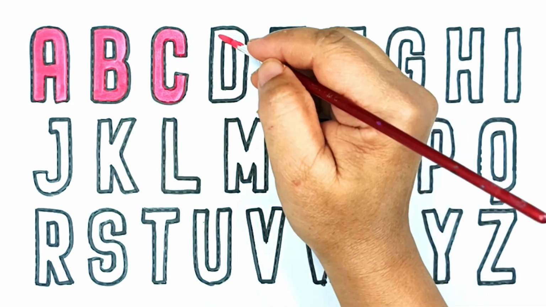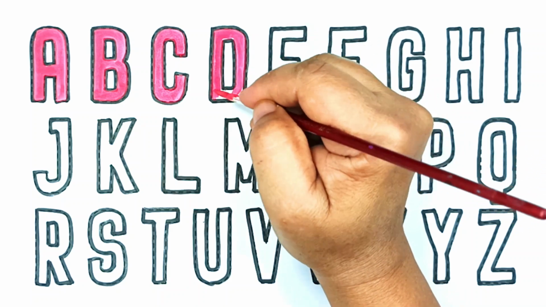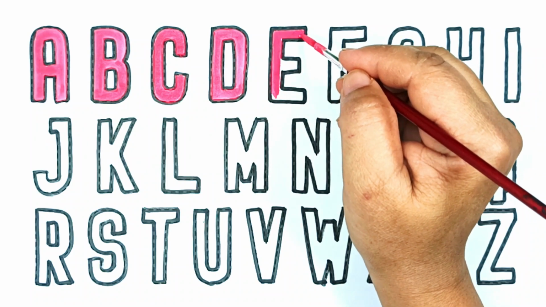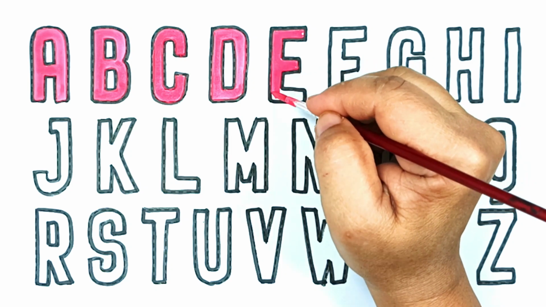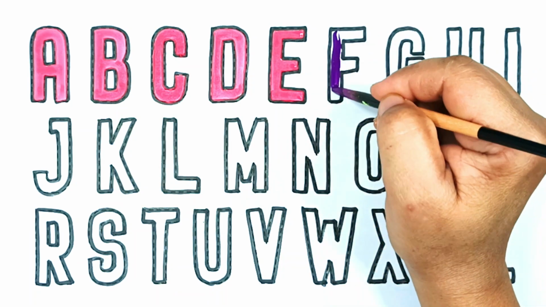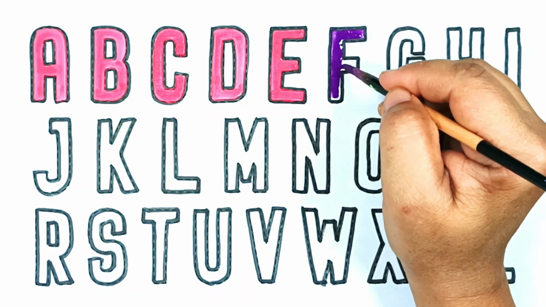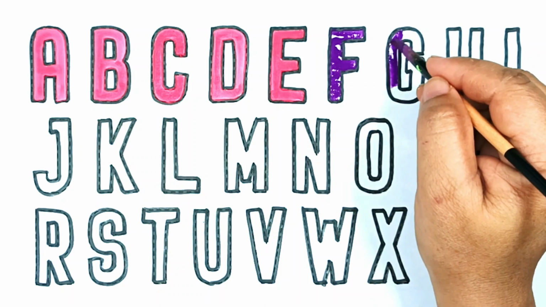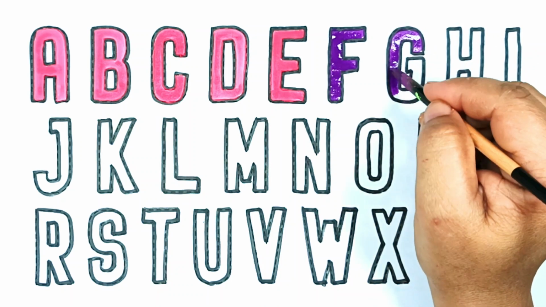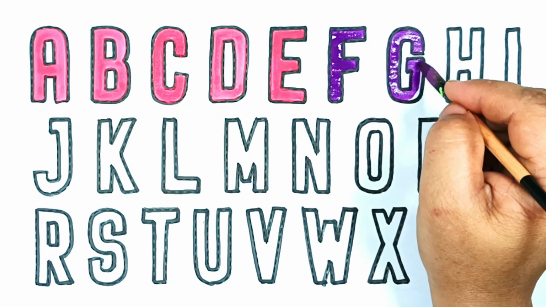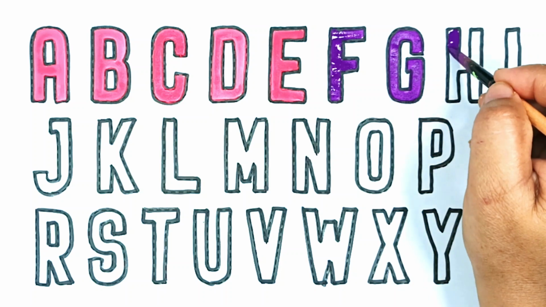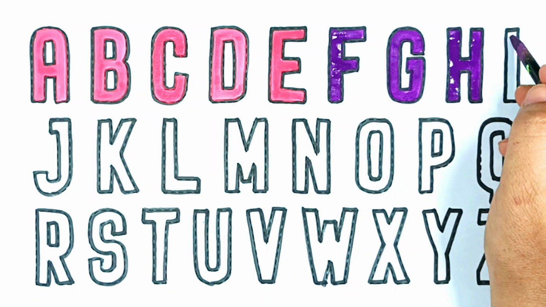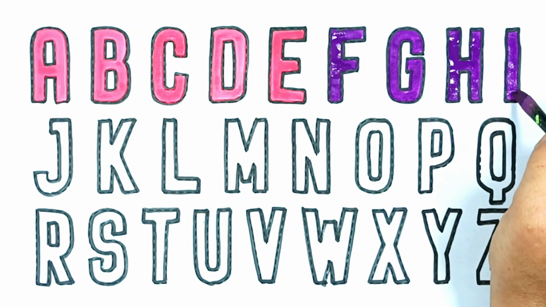C for cat. D for doll. E for egg. London Bridge is falling down, falling down, falling down. F for frog. My fair lady. Build it up with sticks and stones, sticks and stones. G for glass. Build it up with sticks and stones, my fair lady. H for hat. I for igloo.